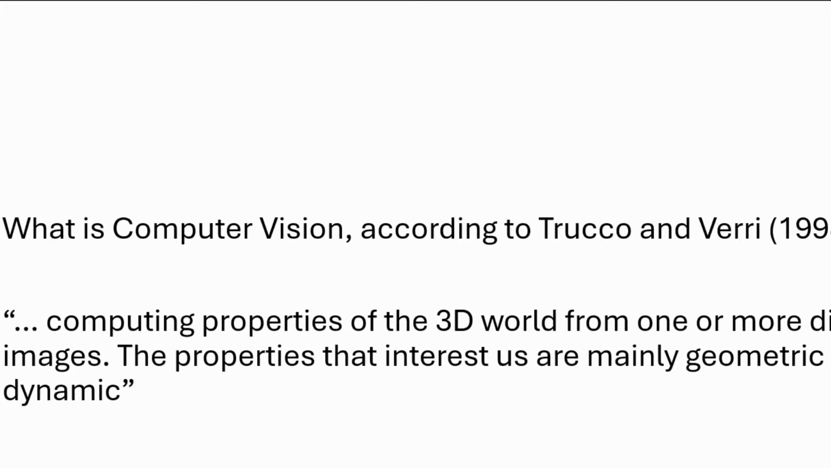And this is it. So that's their view of computer vision, the way it was back in 1998 and the way it was in the book, so the choices that they made as they were writing that book. So it's about computing properties of the 3D world from one or more digital images, properties that were of interest to them but back then were geometric and related with geometry and dynamics.